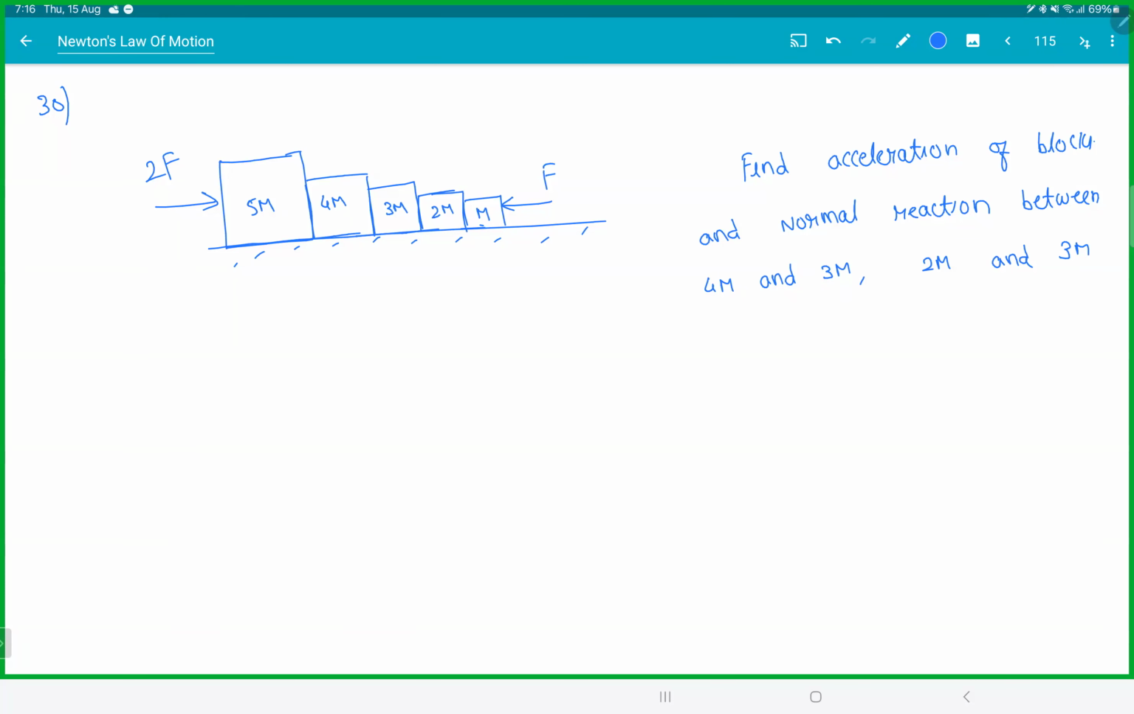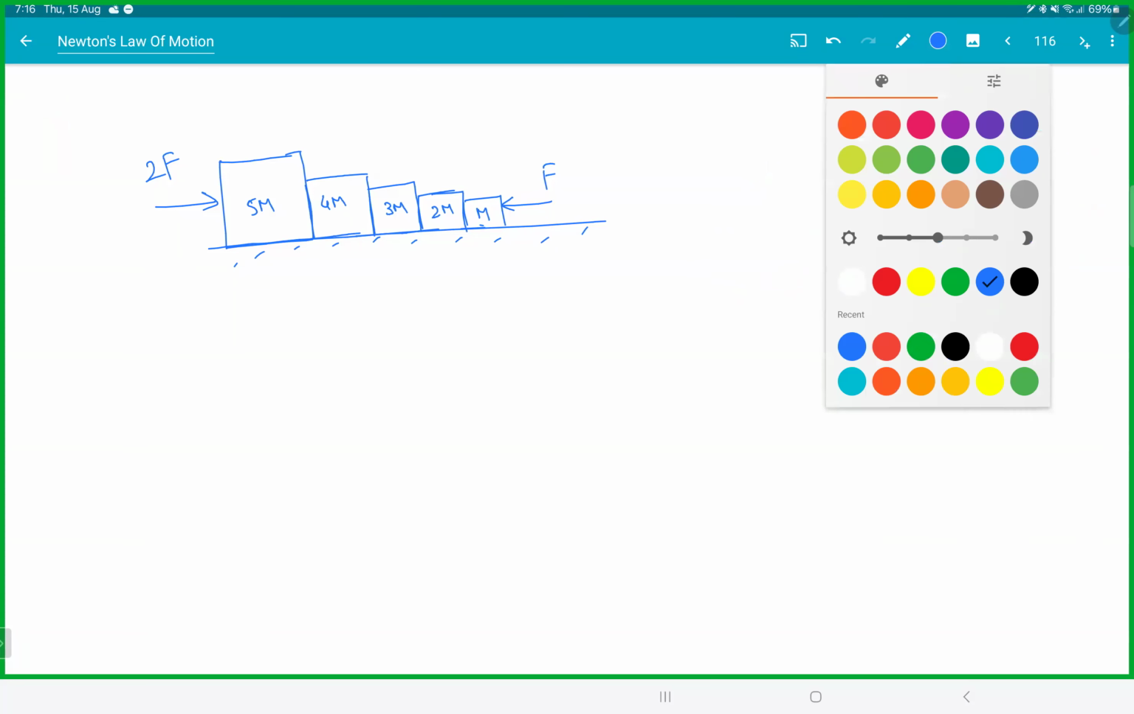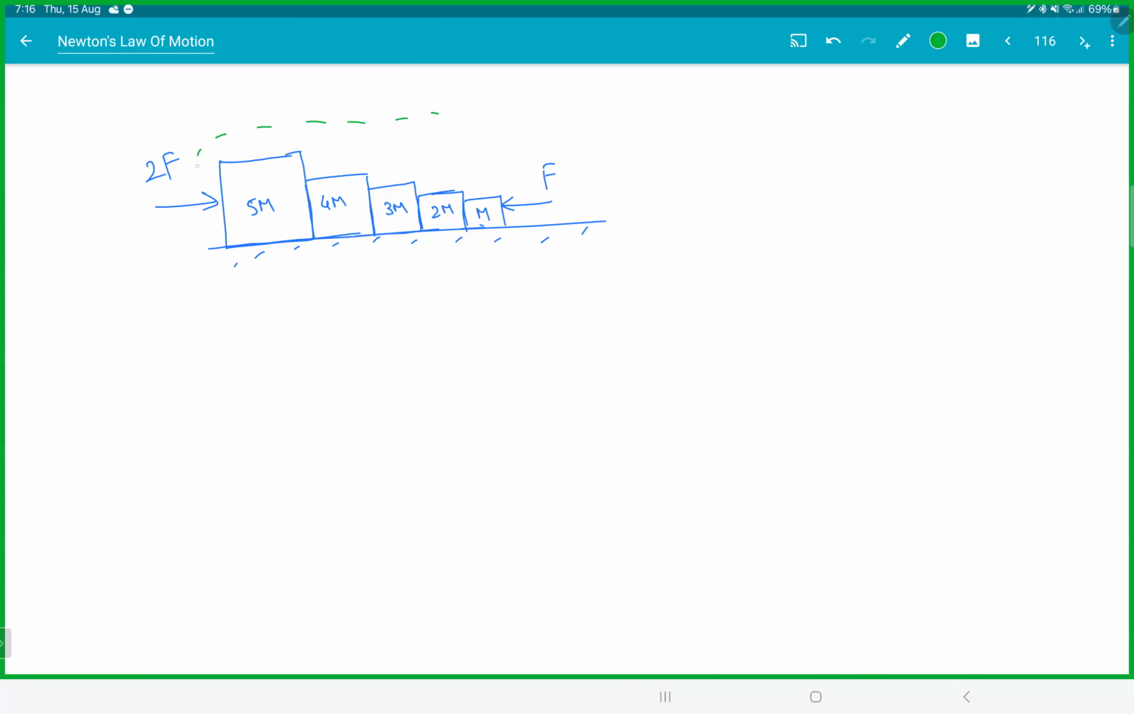Step one, choose your system and find the acceleration. I will take the whole thing as one system, because all are going together, right? I can take the whole thing as one system. Acceleration is A. So net force 2F minus F is equal to mass into acceleration. Be careful, forces on the body, acceleration outside. I get acceleration is equal to, total mass is how much? 15M into A. The acceleration is F by 15M.